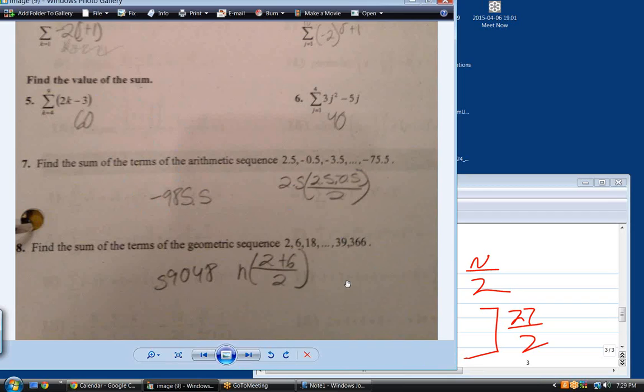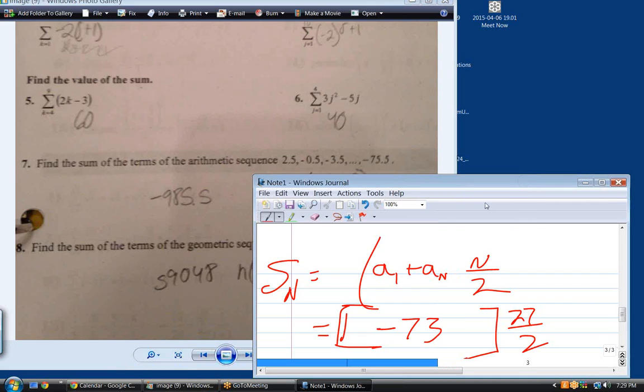Now, can you apply the same thing to this one or not? I'm just trying to figure that out. This is 2 times 3 times 3 times 3, so we know our common ratio is 3.